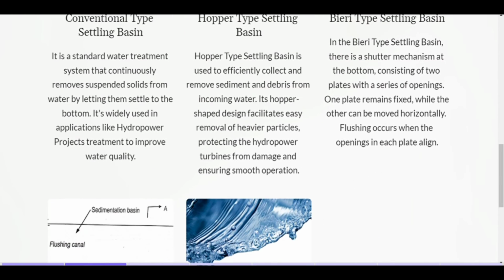Hopper-type settling basin. Hopper-type settling basin is used to efficiently collect and remove sediment and debris from incoming water. Its hopper-shaped design facilitates easy removal of heavier particles, protecting the hydropower turbines from damage and ensuring smooth operation.